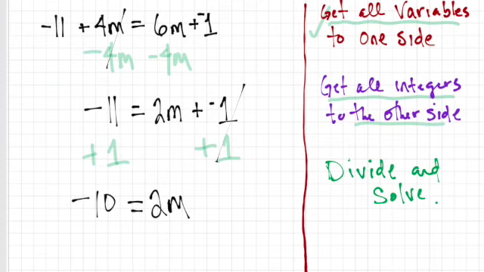And now we're on that last step, divide and solve. So now I just am going to divide both sides by 2, and we get m. 2 divided by 2 is 1, so that's 1m. And 10 divided by 2 is 5, so negative 10 divided by 2 is going to give us negative 5.